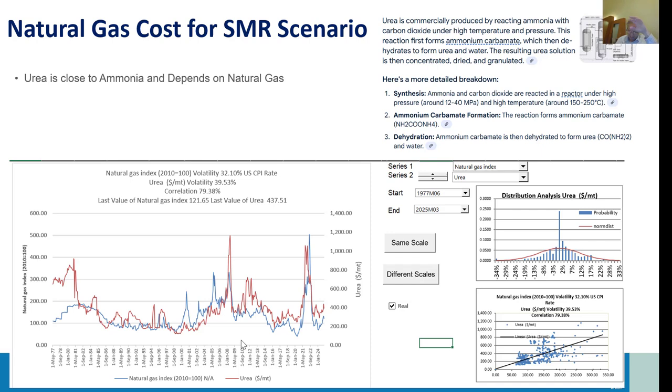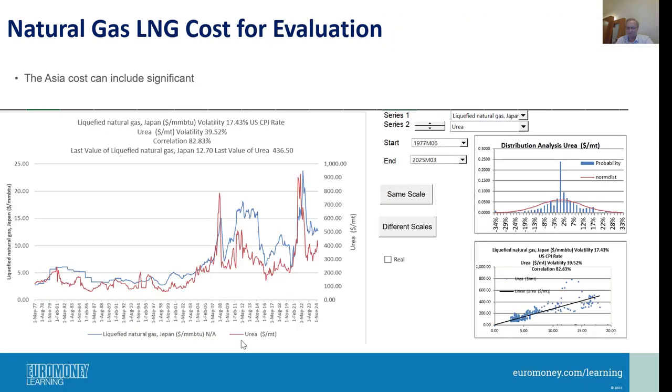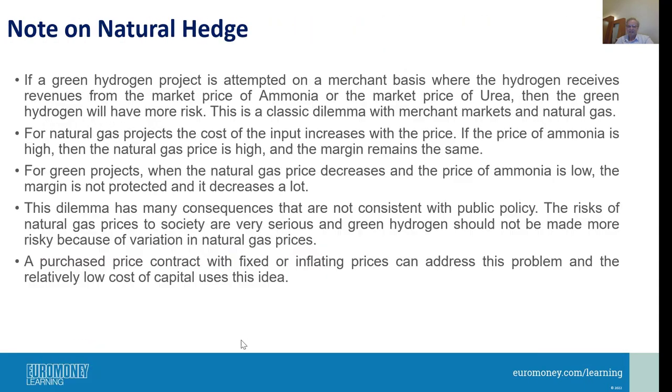If you're trying to produce green hydrogen, you have a bigger risk of natural gas than if you're producing with SMRs, okay?